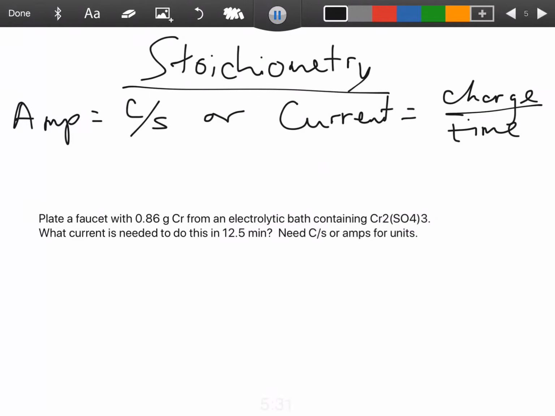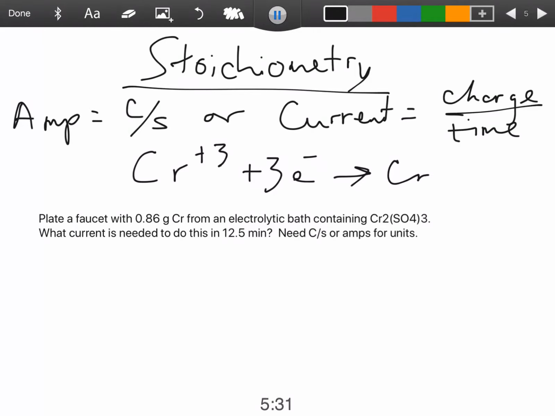We're going to plate a faucet with chromium. Today we do it with paint, but we used to do it with chromium. And we're going to plate it with 0.86 grams of chromium metal, which means that the oxidation state of that chromium is 0. So we're going to start with chromium in the +3 oxidation state and go to chromium in the 0 oxidation state. So if we were to take a look at that, we are going to have this reaction occurring. Okay? Now it says plate a faucet with 0.86 grams of chromium from an electrolytic bath containing chromium(III) sulfate. What current is needed to do this in 12.5 minutes?